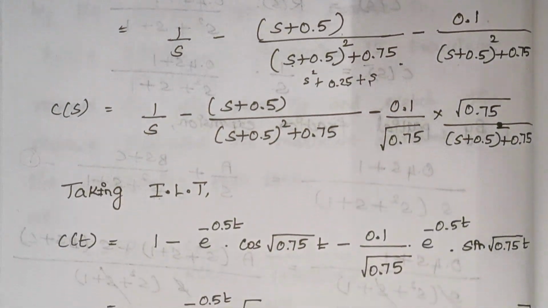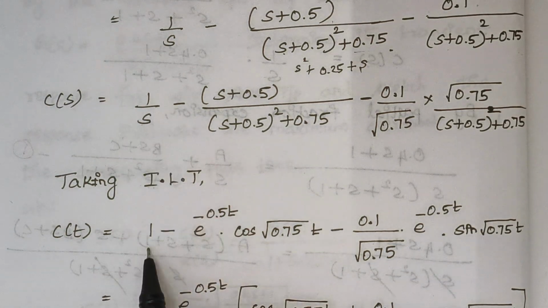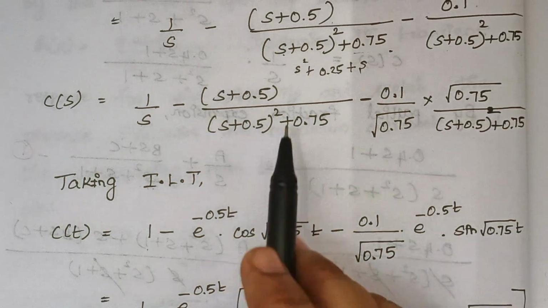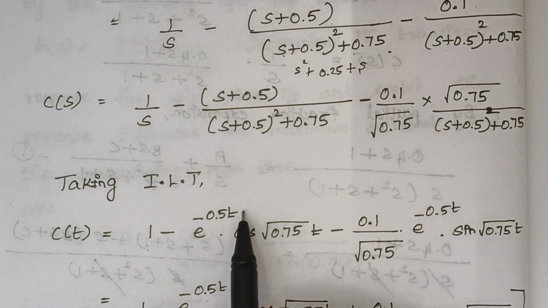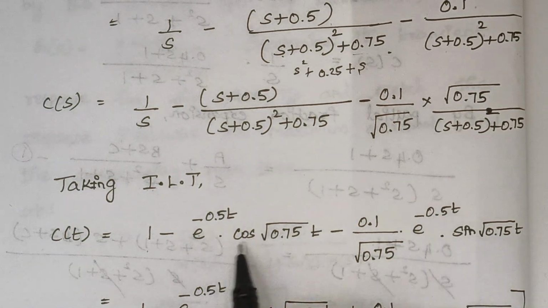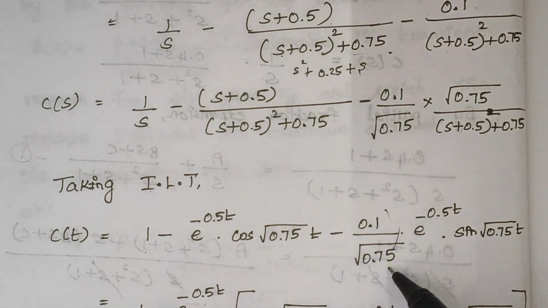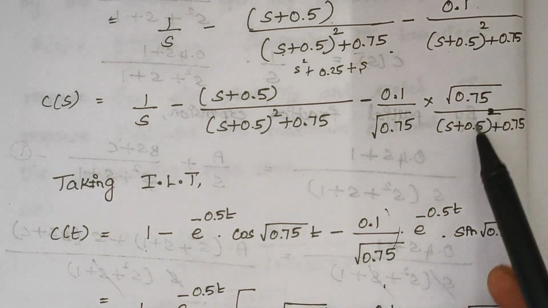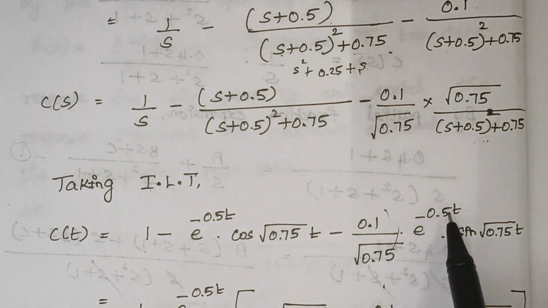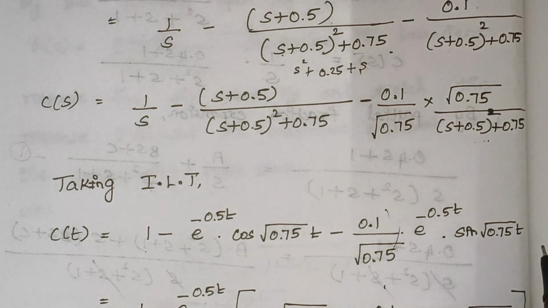Now when you take inverse Laplace transformation, the inverse Laplace transformation of 1 by s is 1, and for this expression s plus 0.5, this becomes e power minus 0.5t into cos of square root of 0.75t. This is the formula. Minus again this 0.1 divided by root of 0.75 remains the same, and when you take inverse Laplace transformation for this expression, that becomes e power minus 0.5t into sine of square root of 0.75t.